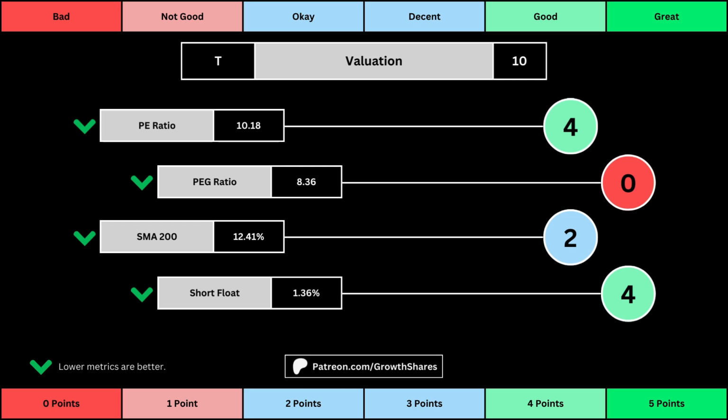And then, short float is basically how bearish other investors are on the stock. For these 4 metrics, we want the values to be as low as possible. That will give us a higher point total within the bubbles.